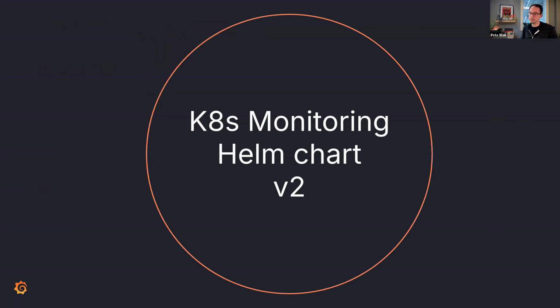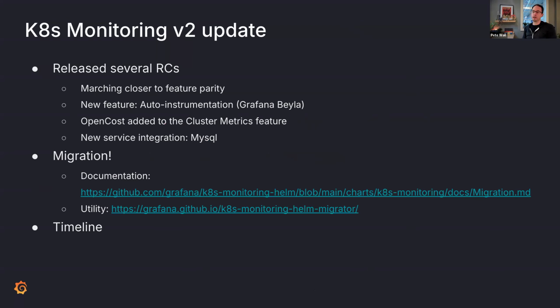For the V2 update, since the last office hours, we have released several more release candidate versions. I think we're on release candidate 5 now. The effort being put into updating those is going into feature parity. That means that when you upgrade from version 1 to version 2, you're not losing features. The things that we've added, most notably, is the auto instrumentation feature.